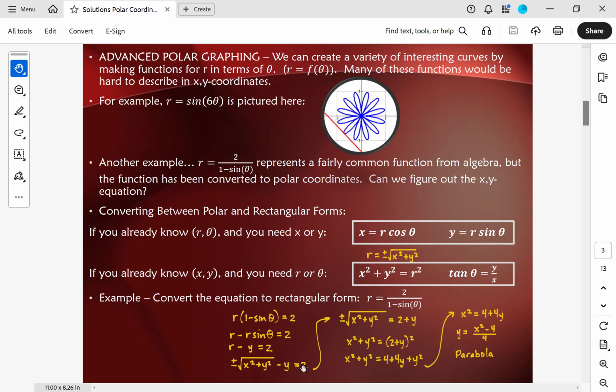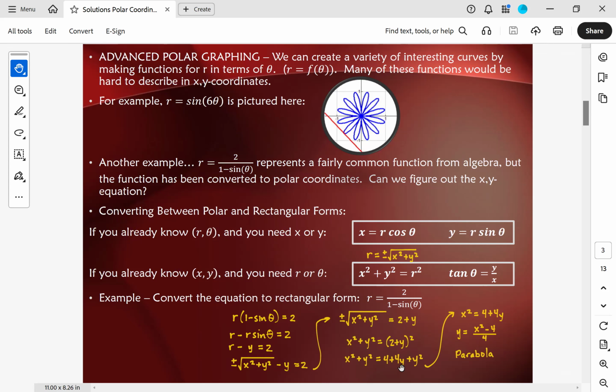So now technically we're done. We have an xy equation, but it's not in a form that we necessarily recognize. So we keep playing with it. I'd love to square this radical, but to make that easy, I probably should move this minus y over to the other side. Here's a form where it's easier to square. And now we're getting close.